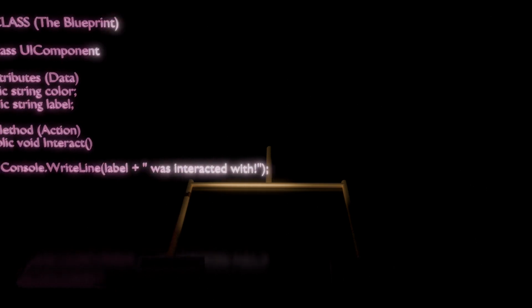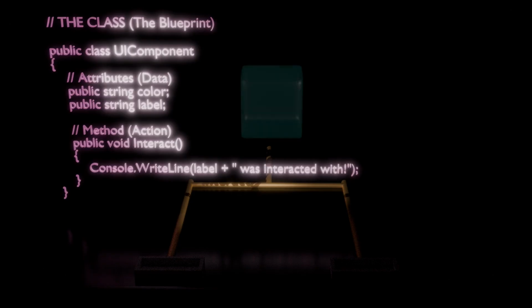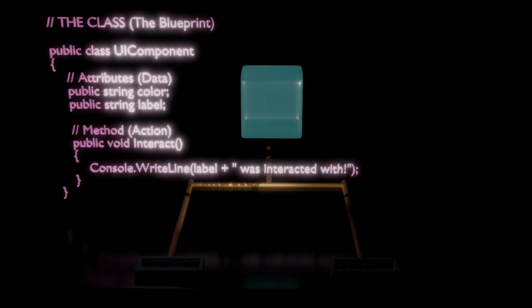Let's begin. Everything in object-oriented programming starts with an idea. In the world of code, this idea is called class. Look at this code on the screen. When we write a public class UI component, we are literally creating a blueprint, a mold. We are telling the computer, this is the base architectural blueprint for an element of our interface. We define that it will have a color, a label, and that it can be interacted with.